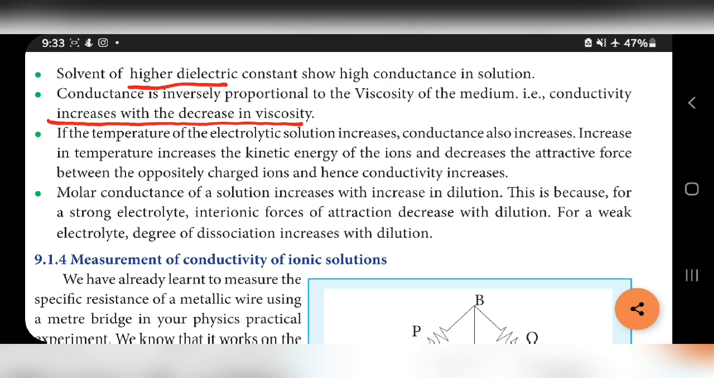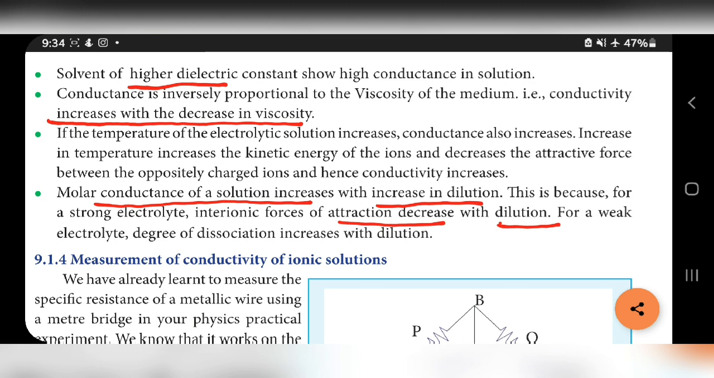Molar conductance of a solution increases with increase in dilution. Dilution means adding excess water. If you add more water, conductance increases. This is because a strong electrolyte is completely ionized into positive and negative ions, and its interionic force of attraction decreases with dilution. That is, during dilution, if you add more water, attraction decreases.